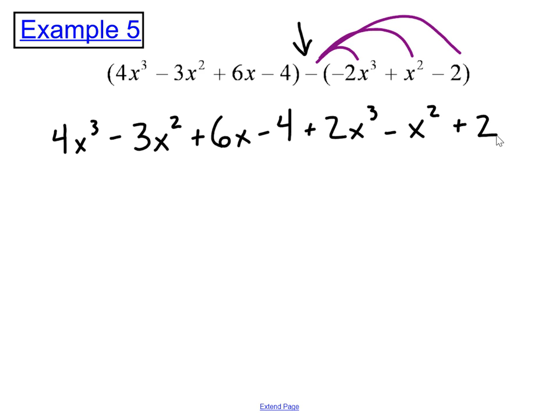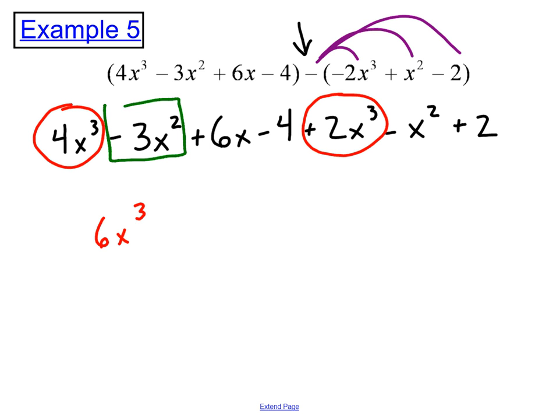Okay, now I just need to combine all my like terms. So I have x cubed is my highest degree term, so I have 4x cubes, and I have 2x cubes. That's going to be 6x cubes. I have a negative 3x squared. I have a negative x squared. So if I have negative 3x squareds and I take one more x squared away, I now have negative 4x squareds.